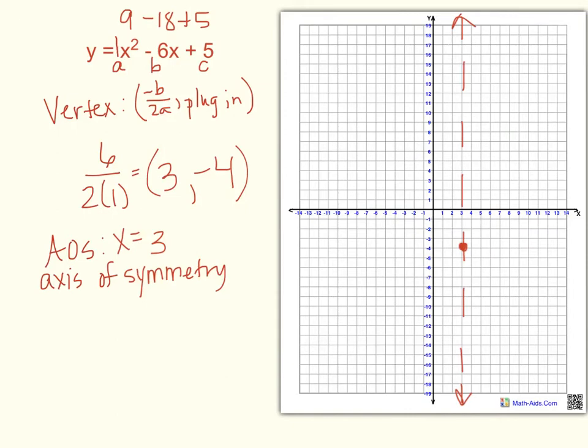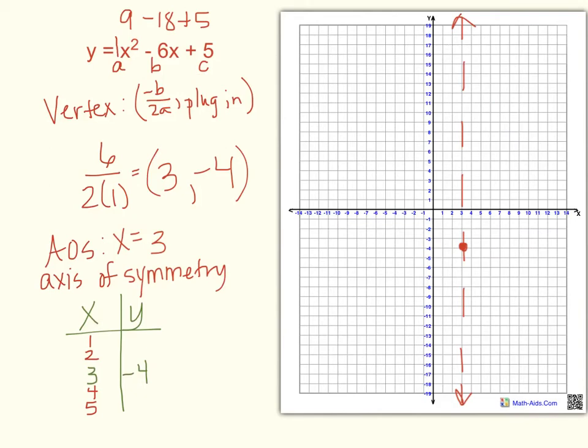So from there, what we're going to do is we're going to actually create a t-chart and find the rest of our points. So if my vertex is at 3, -4, what I want to do is find 2 points lower than that, so like 2, 1, and I want to find 2 points higher than that, so like, for example, 4, 5. And then what you do is you physically just plug those in to this original problem way up here and get your y-coordinates. We're just using a t-chart.